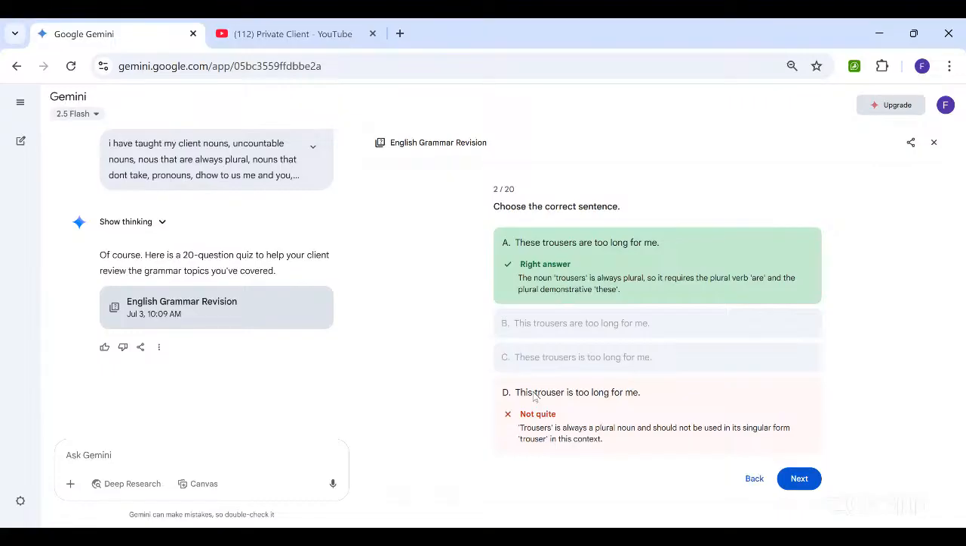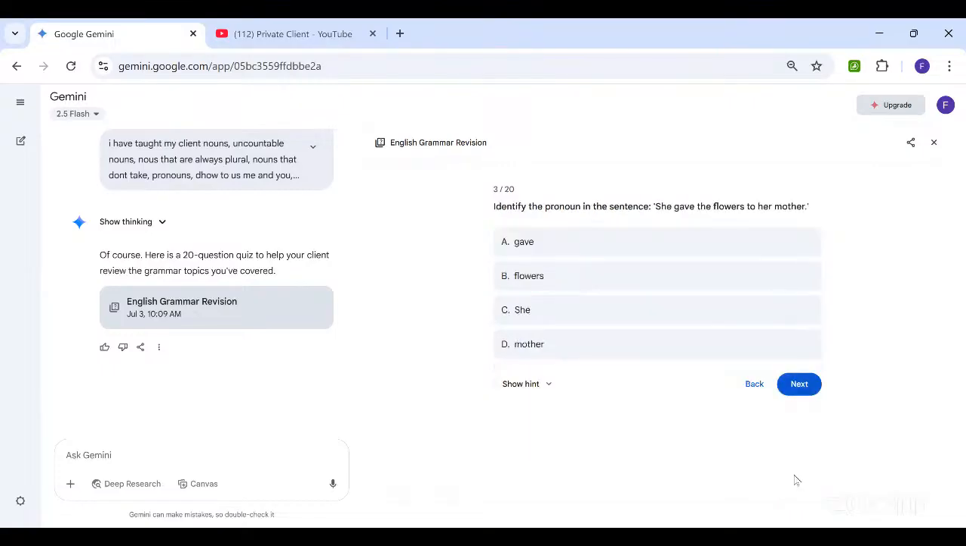I don't know if it makes sense to you, ma'am. Yes. That's why D is wrong. So first is there is no S after trouser. Second is the only reason why we can use THIS, which is a singular pronoun, is if we use a quantifier like pair of trousers. Pair there already shows that it's one we're talking about. So the next one says, identify the pronoun in the sentence.